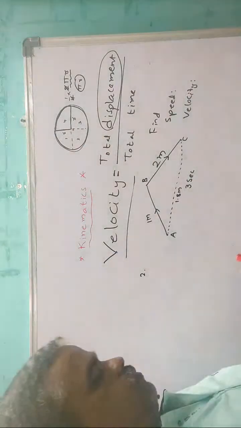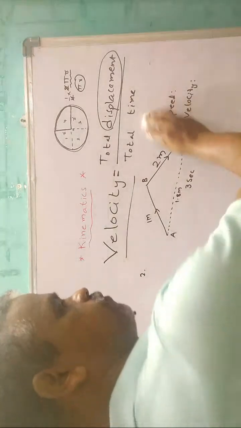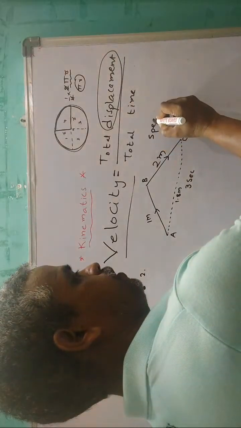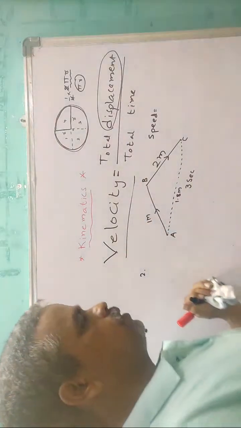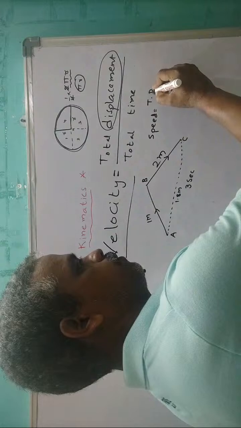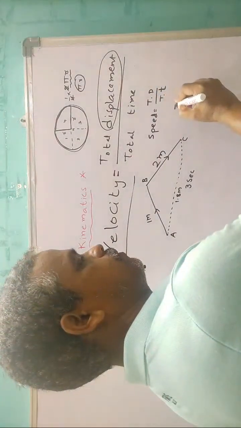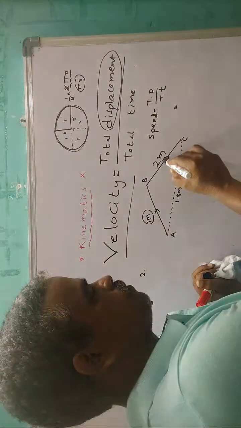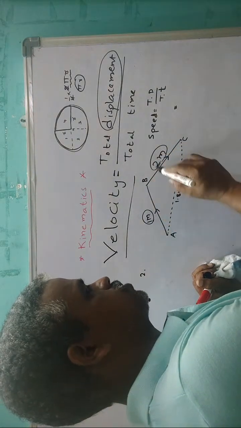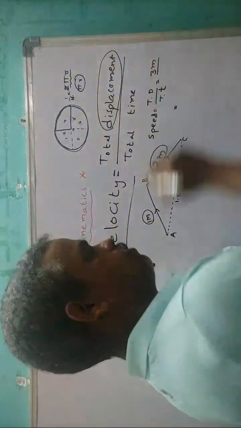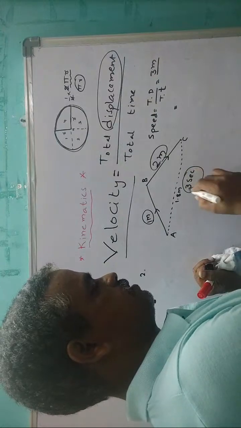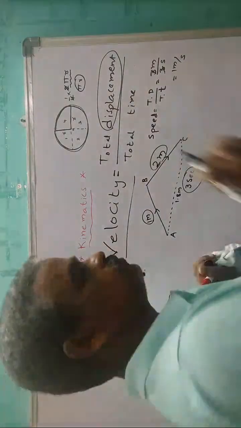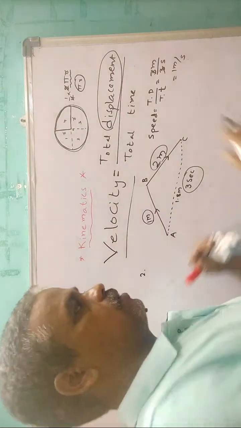Now I will do this one. Given, find speed and velocity. Here speed is equal to total distance by total time. So total distance, the particle covered 1 meter and covered 2 meters to reach C. So 1 plus 2, 3 meters. How much time has it taken? 3 seconds. So 1 meter per second. This is the right answer.